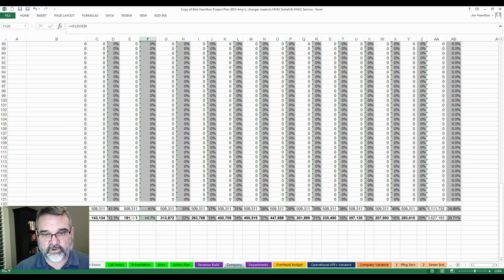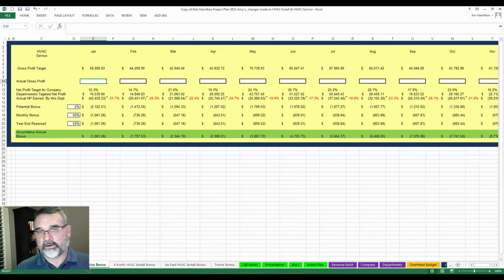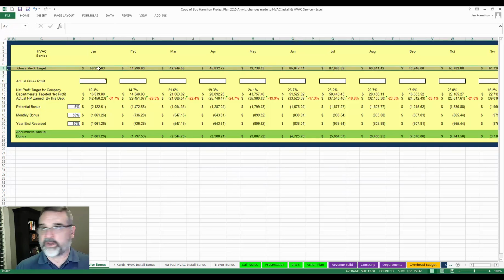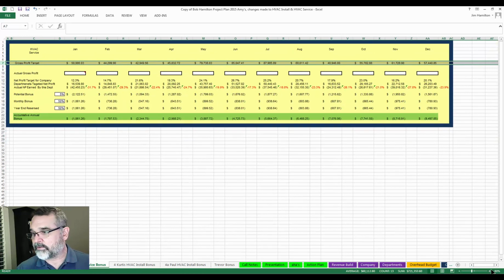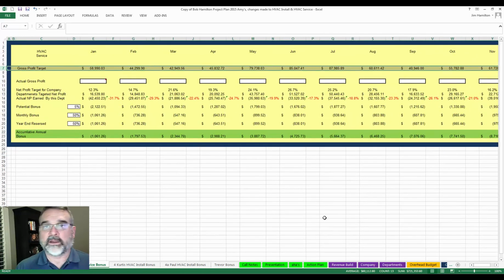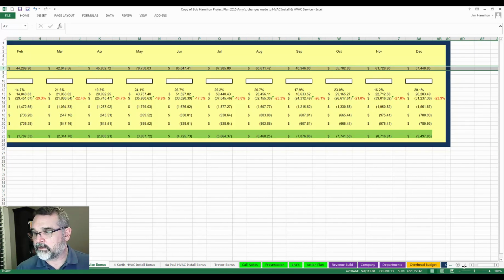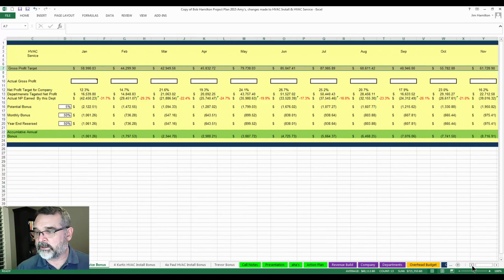So anyways, let's scroll over here to where the plan is. I just wanted to show you the thought process and the structure of this program and how we come up with this. So right here is the gross profit targets for January through, and I'll squeeze this down so you can see the whole thing across. No, I'm not going to squeeze it down, too hard to see. Okay, but anyways, it just scrolls across all the way to December. Okay, so each month has a target.